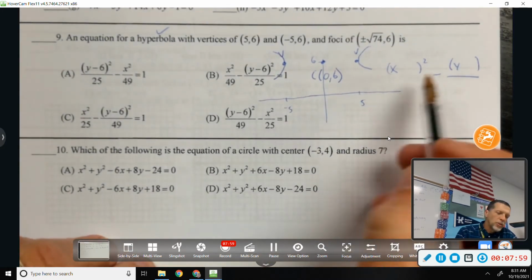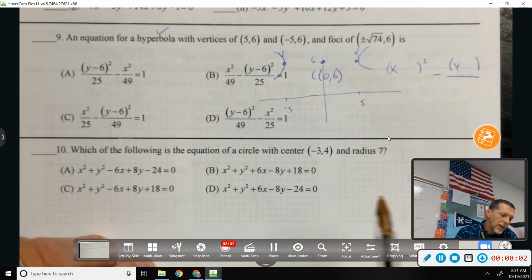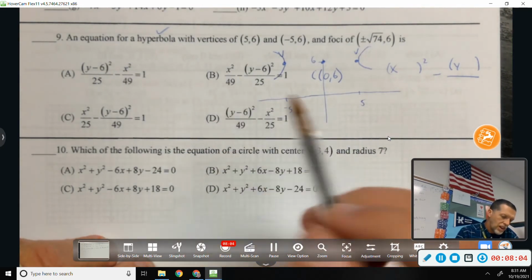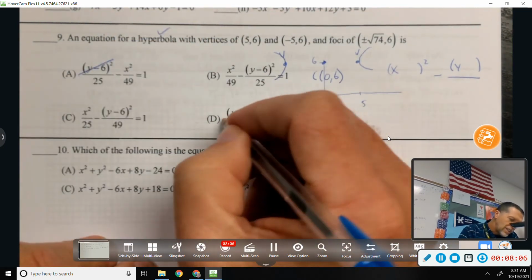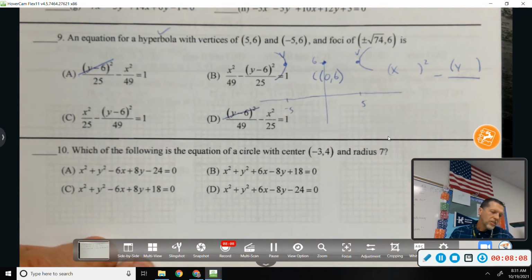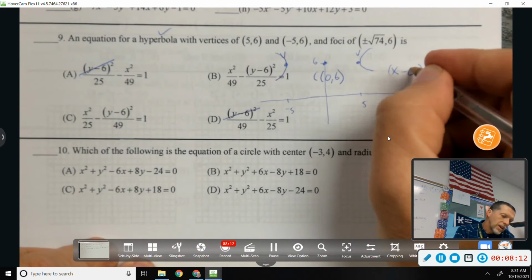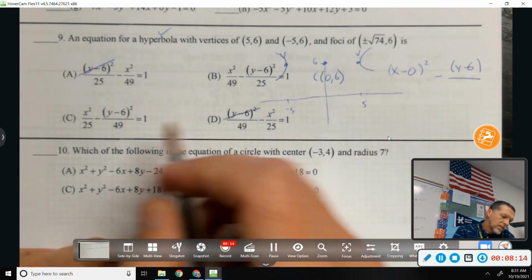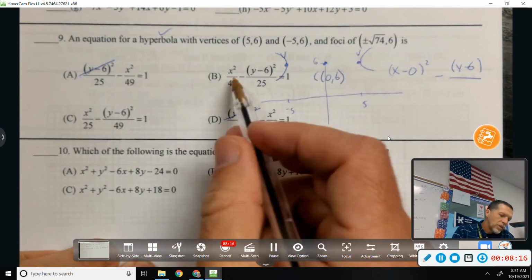It's multiple choice. So I can either write on my own or I can start looking at my answer choices. I can take out A and D because x is supposed to be first. And then it should be x minus 0 and y minus 6. And B and C both have those.